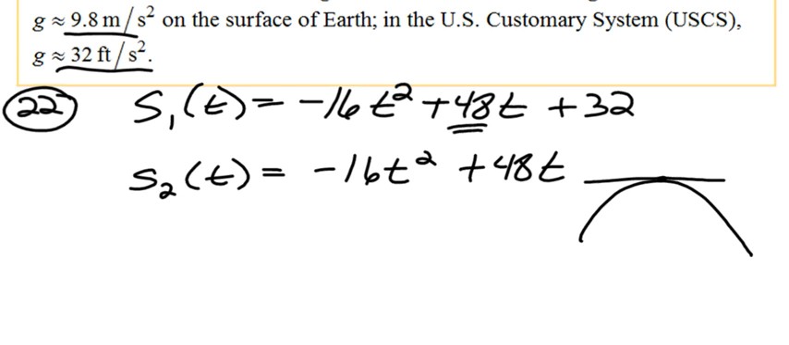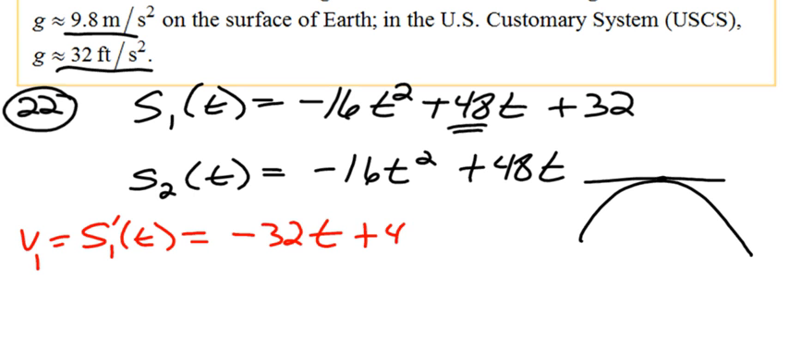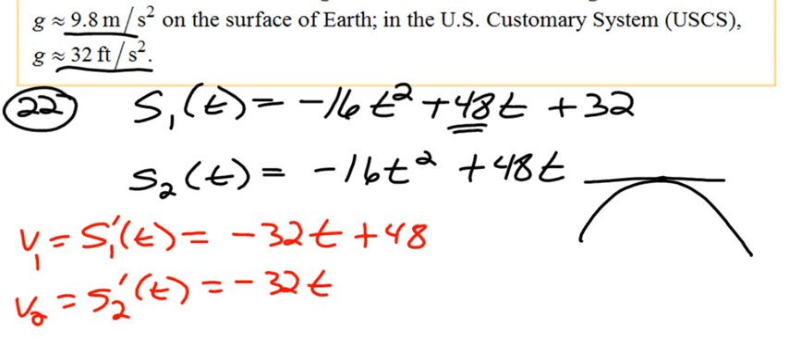So I'm going to take the position function and find velocity. And from that one, I get -32t plus 48. And if I do the second equation, I get -32t plus 48. It ends up being the same. I can already see from here, it's the exact same equation.